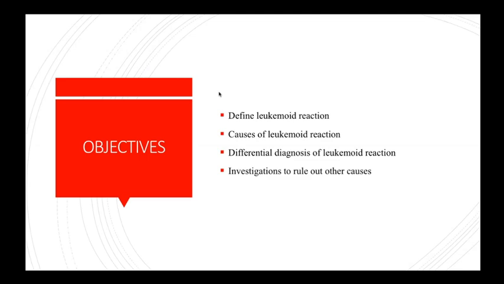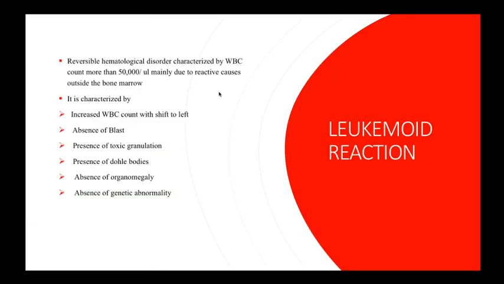So leukemoid reaction is a reversible hematological disorder which is characterized by WBC count more than 50,000, which is mainly due to a reactive cause outside the bone marrow. So bone marrow is not involved. It is characterized by increased WBC count with shift to left, as we saw in case 1. Absence of blast is another important point.